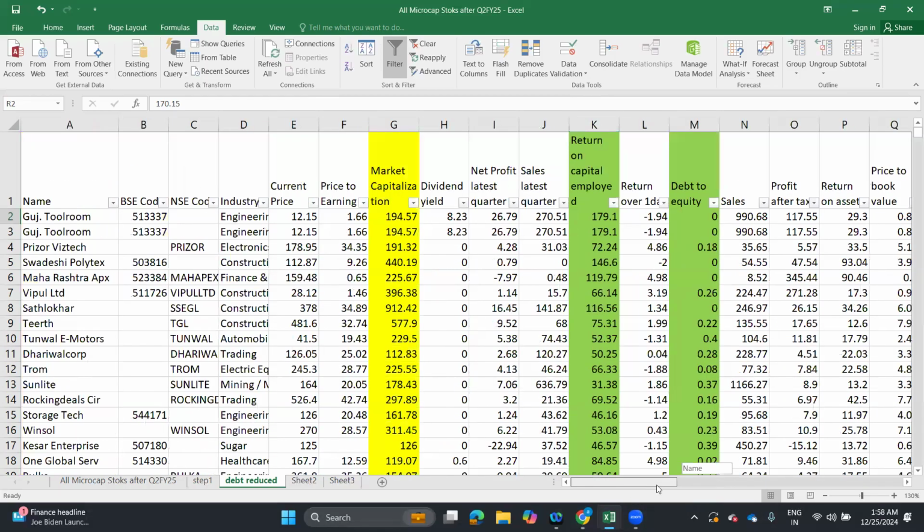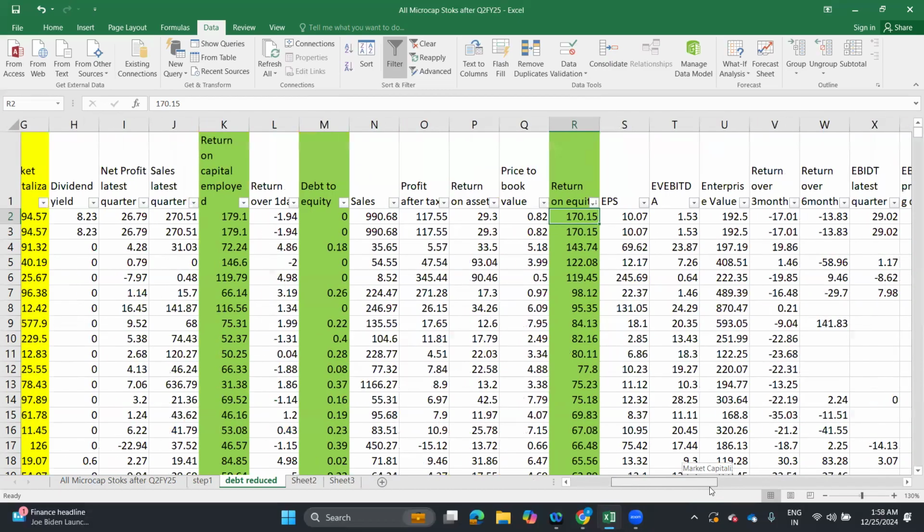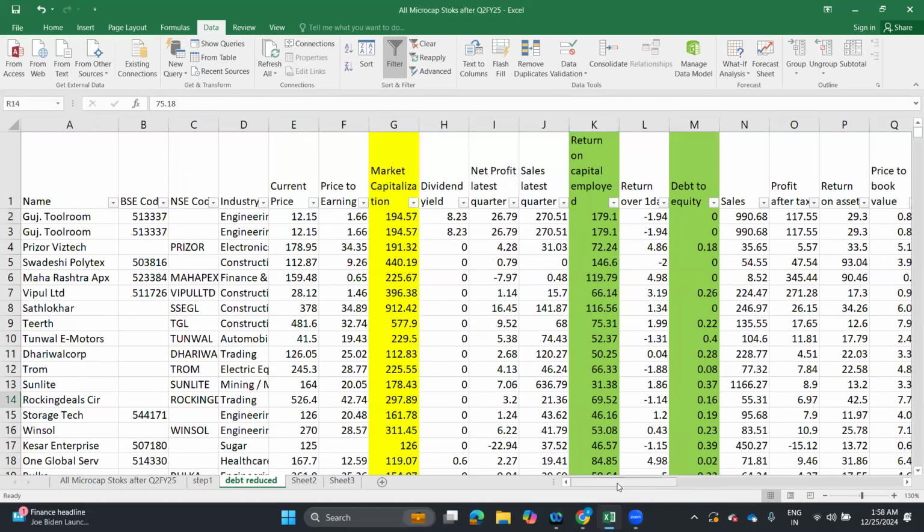170, 180 wala ROE. Even ROE 98, 84, these also do not look good. Might be some structural problem or something, we apparently will not be able to figure out.